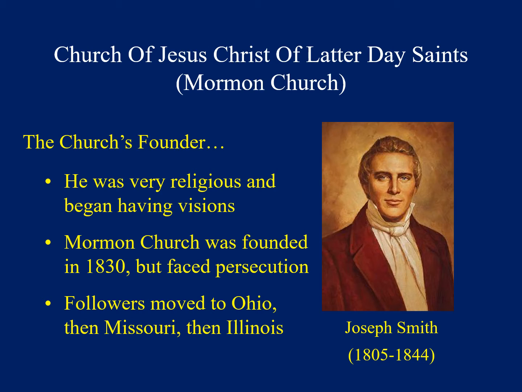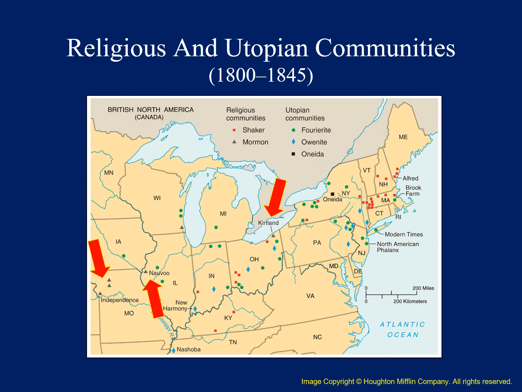Eventually, he founded a brand new religion, the Mormon Church, in 1830, but they faced a great deal of persecution. They moved from New York to Ohio, then Missouri, and finally, Illinois. The arrows on this map identify some of the westward travels of Mormon followers. From New York, they moved to Kirtland, Ohio, and then Nauvoo, Illinois.